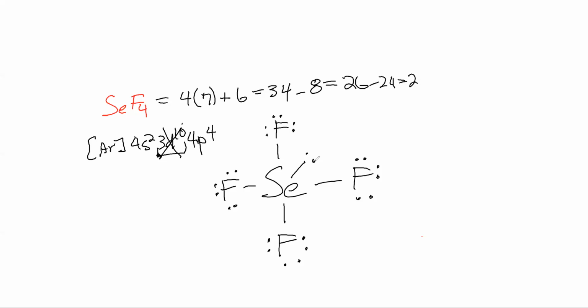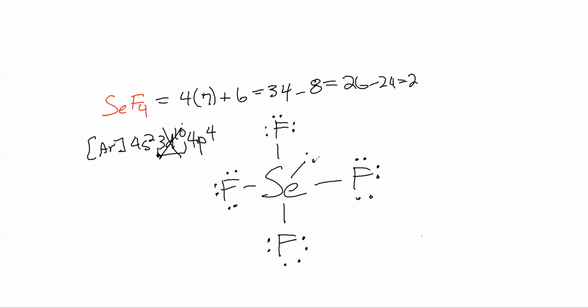So is this the best Lewis structure that we can make? Yeah. Now, what's unusual about this Lewis structure? Are there any exceptions that we're using? Selenium has more than 8. Very good. Can selenium have an expanded octet?